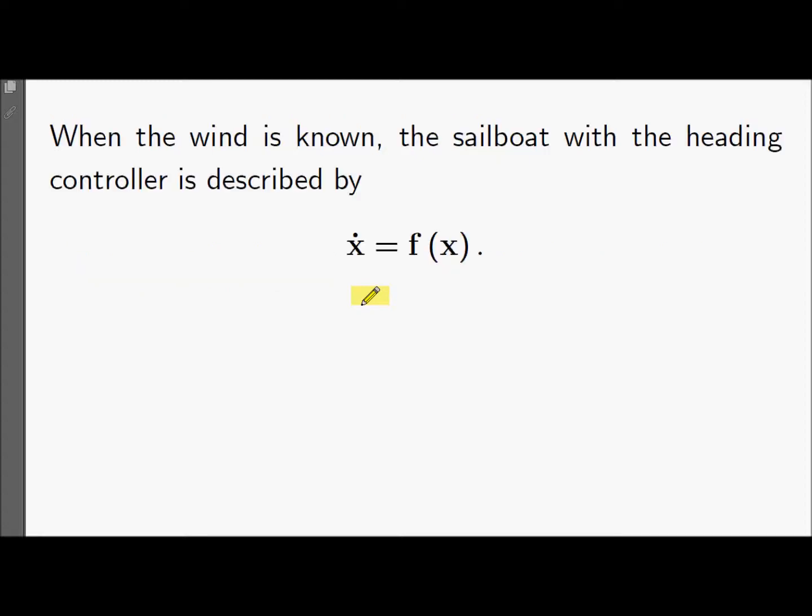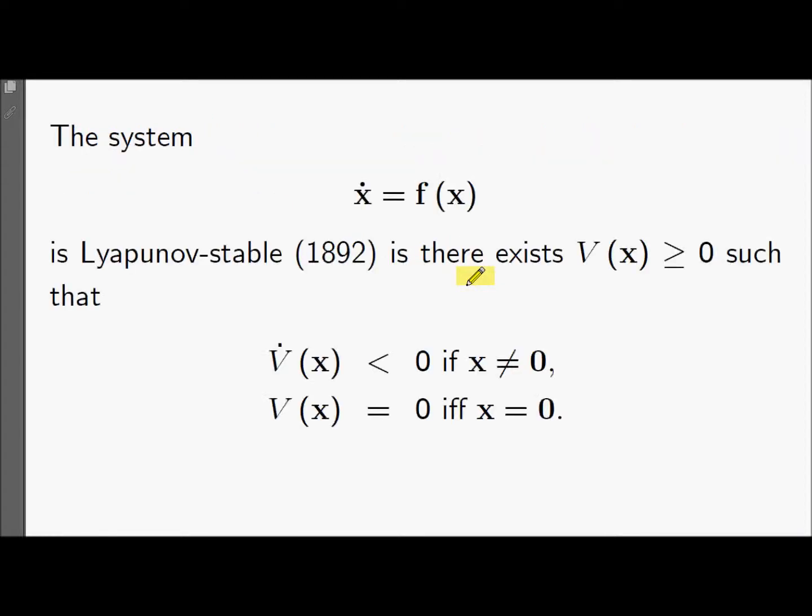So when the wind is known, the sailboat, which is autonomous because of my controller, is described by a state equation. Recall that I have some uncertainties, so it may be a differential inclusion. For this kind of system, how can I prove some stability property? So the idea is to follow the Lyapunov approach. The Lyapunov approach is explained here in a very, very simple way. It is not exactly this, but I try to be simple.